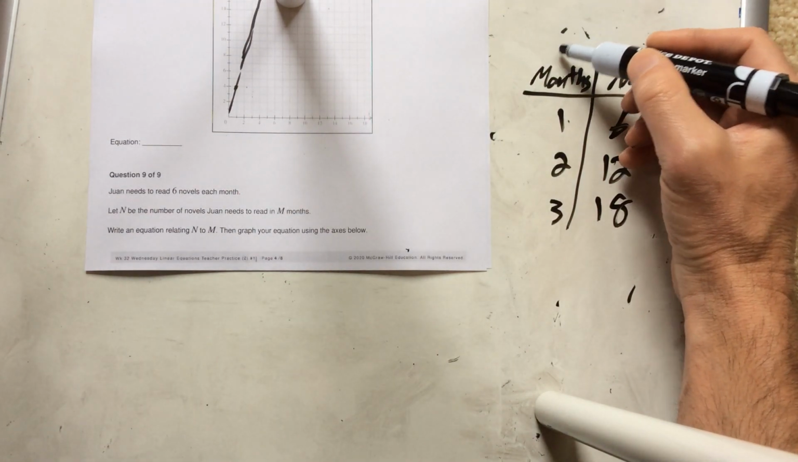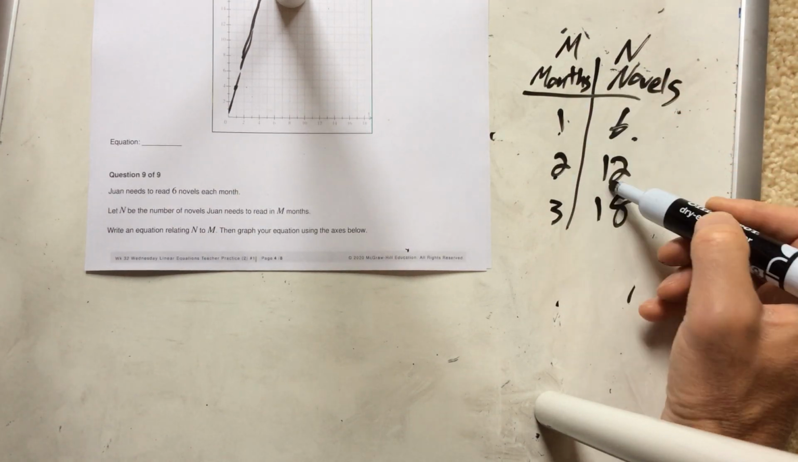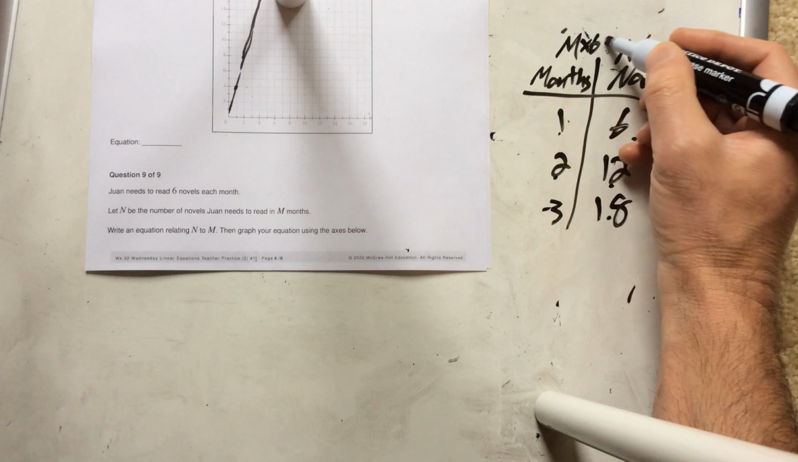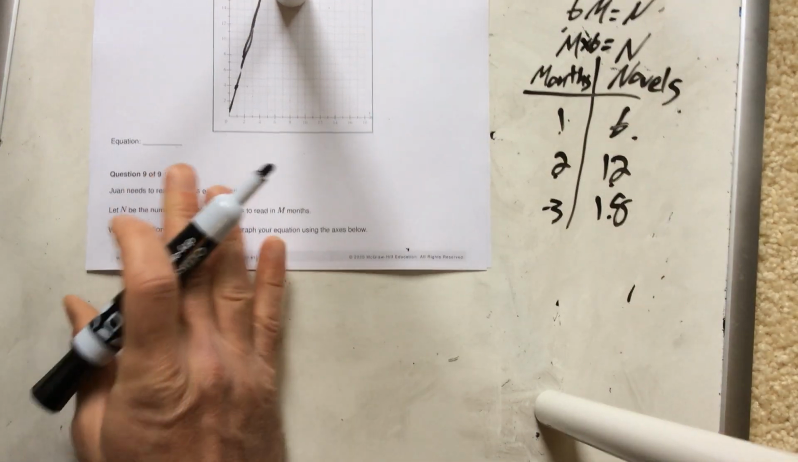And so it said use M for months, N for novels. How do we get from here to here? Times 6. M times 6 equals N. Or 6M equals N. So that's my equation.